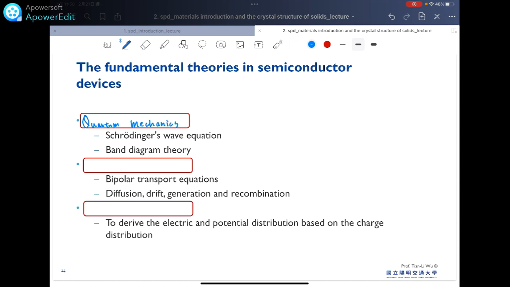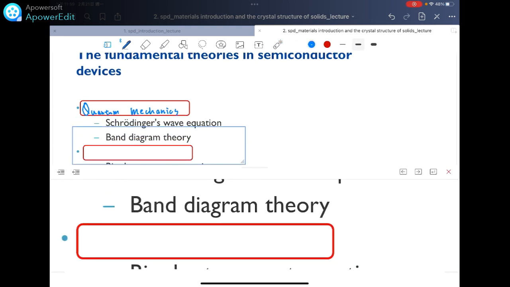So for this class, we are not going to tell everything about quantum mechanics. We will only introduce the part that is highly relevant for semiconductors and carrier transport. So you don't have to worry that you will be beaten by quantum mechanics, because we won't talk so much. We only take the several parts that help us understand electron and carrier transport. And then, considering quantum mechanics, for sure we will consider Schrodinger's wave equation and the band diagram theory here. Based on this, we will start to look at carrier transport.